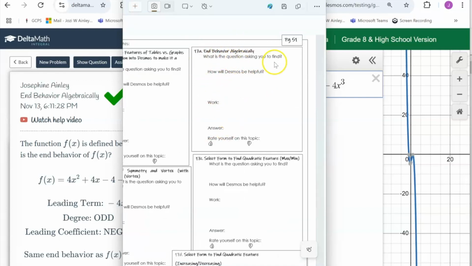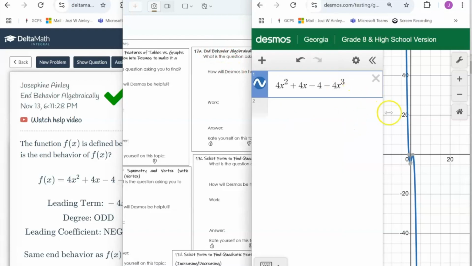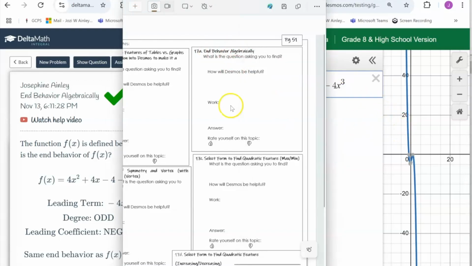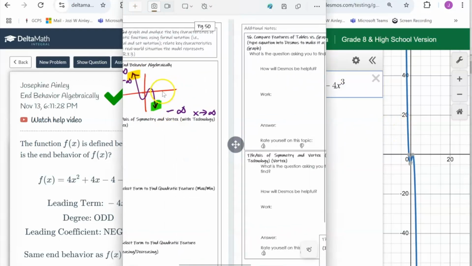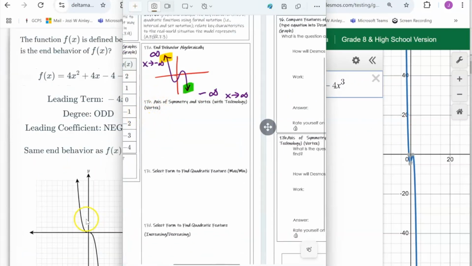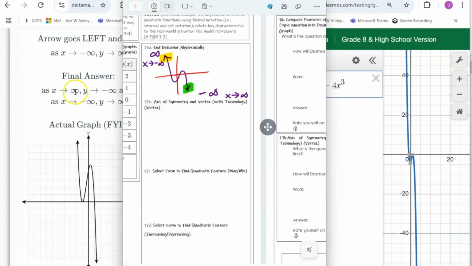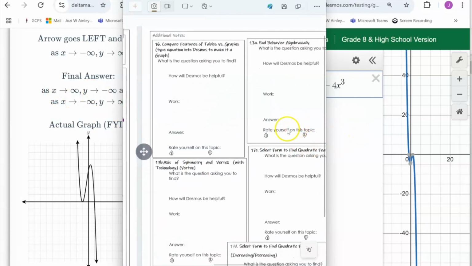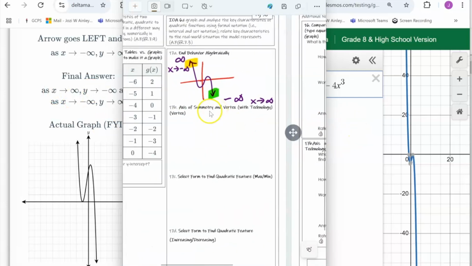So what's the question asking to find? What's happening at the end? How will Desmos be useful to make the equation a graph so I can see? Where's my work? Oh, I guess I put my work right here. What is the answer? So you're definitely going to write that one down, this final answer right here, and then rate yourself on this question. All right, so that's end behavior.